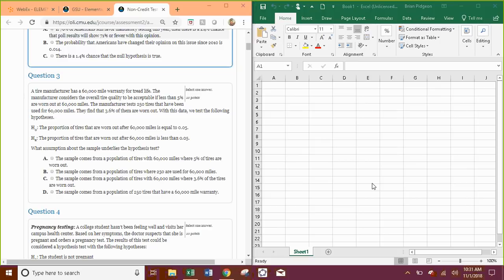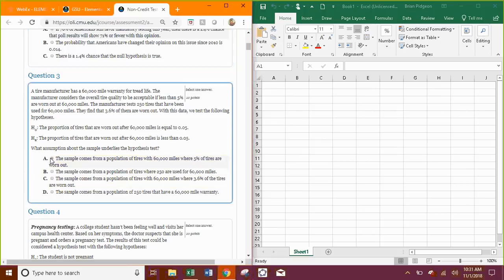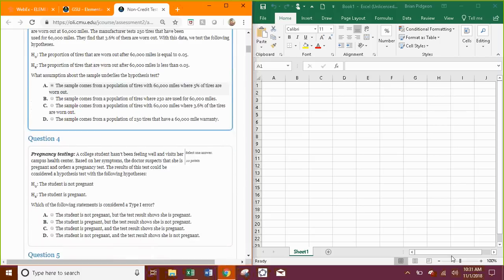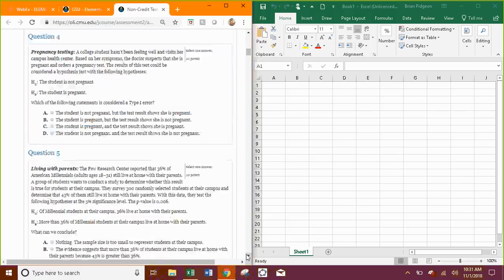All right. So we have to assume that the sample comes from a population of tires with 60,000 miles where 5% are worn out. The sample comes from a population of tires where 250 are used for 60,000 miles. No. The sample comes from a population of 60%. No. A. We have to assume that the sample comes from a population of tires with 60,000 miles and 5% of them are worn out.